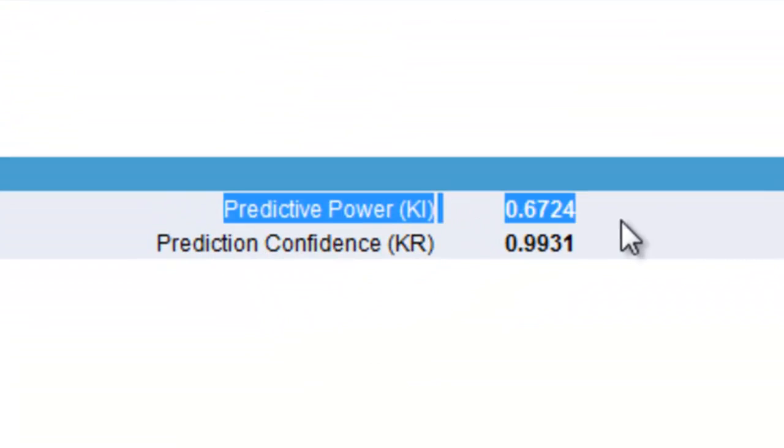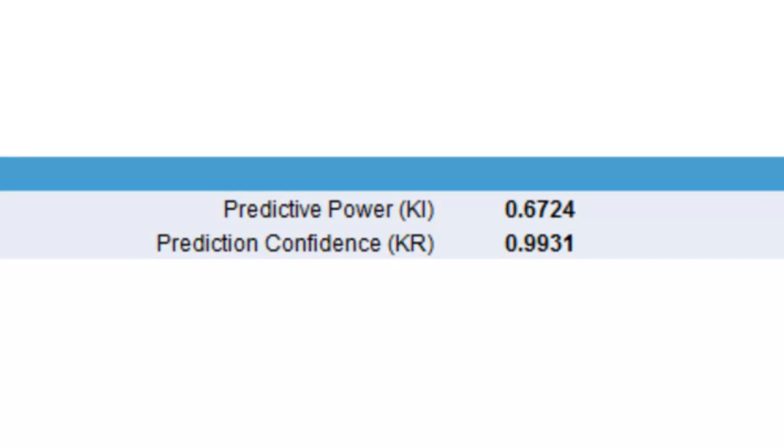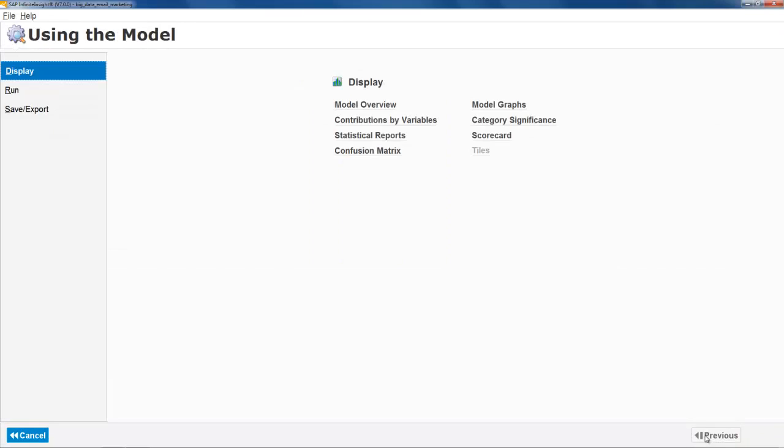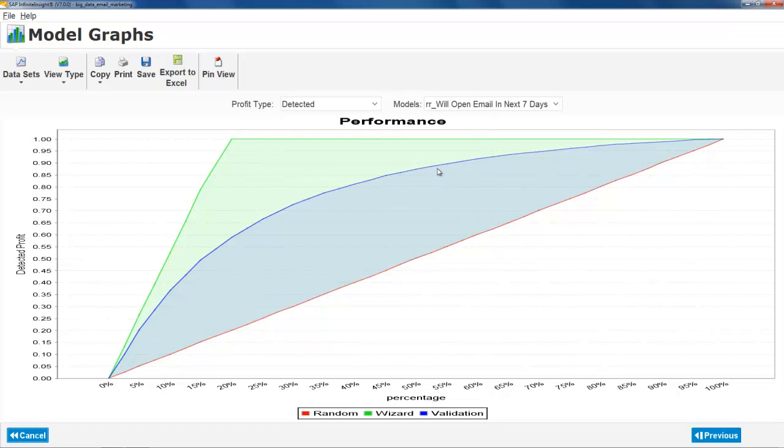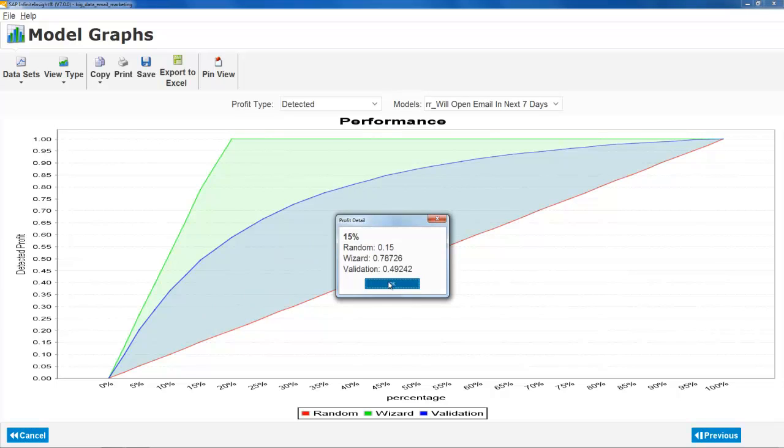Let's see the predictive power here, 67%, which means that the model is able to predict 67% of the information contained in that data. That's pretty good, but let's see what that means exactly. If we hit that link, model curves, model graphs, we're going to be able to see the detective curve. If we take 15% of my customers having the highest propensity score, I'm able to detect nearly half, 49% of the customers who will open this email in the next 7 days.